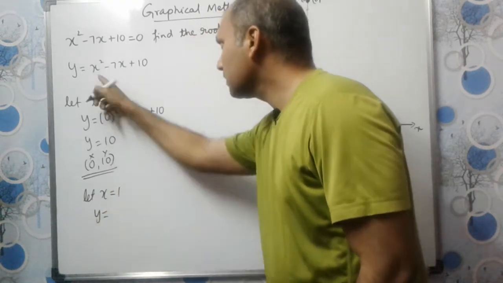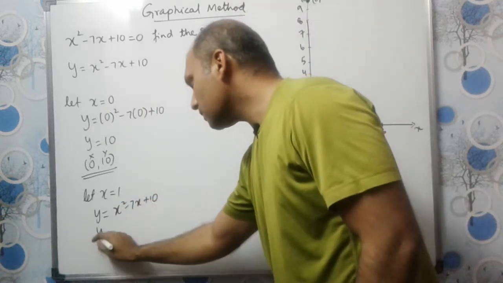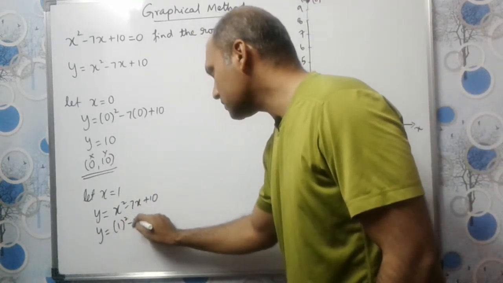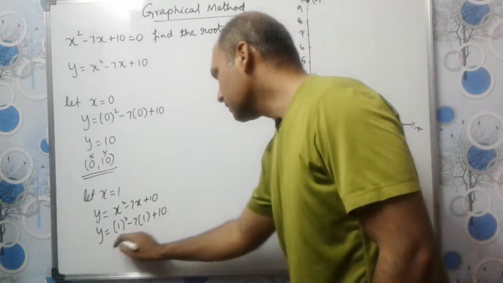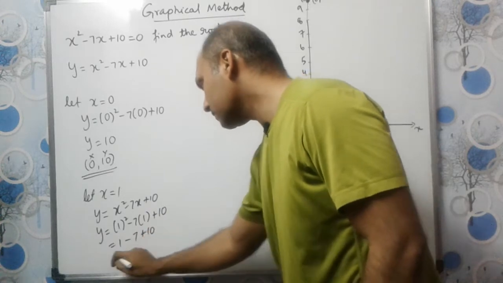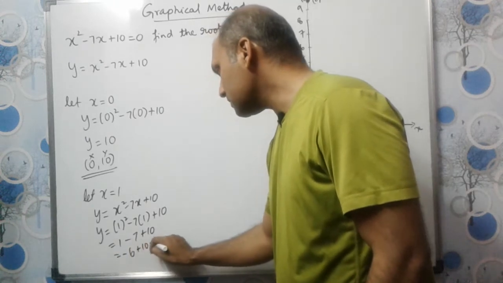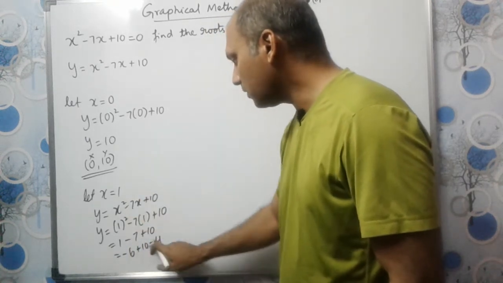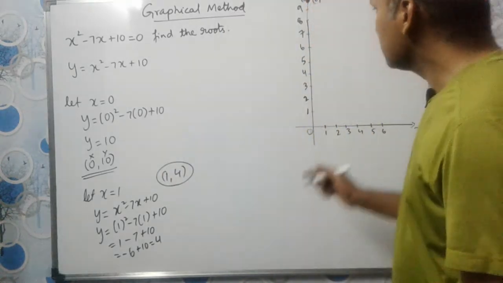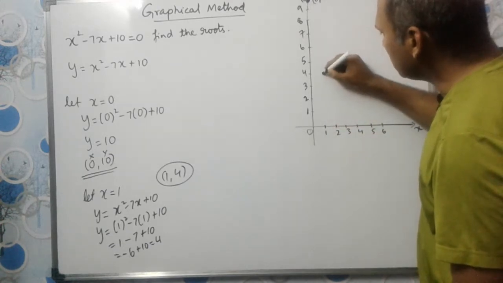So what was y? y was equal to x square minus 7x plus 10. In place of x we should write 1. So it is 1 square minus 7 into 1 plus 10. So 1 square is 1, minus 7 ones is 7, plus 10. 1 minus 7 is minus 6, and minus 6 plus 10 is 4. So what is the point now? 1 comma 4. We need to plot this point. So x is equal to 1 is here, y is 4 roughly here. So this is 1 comma 4.